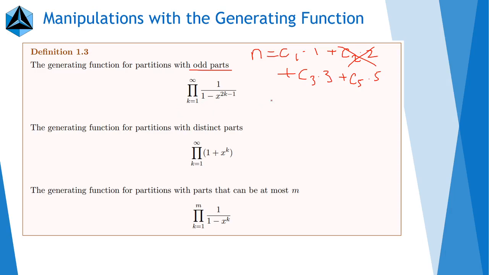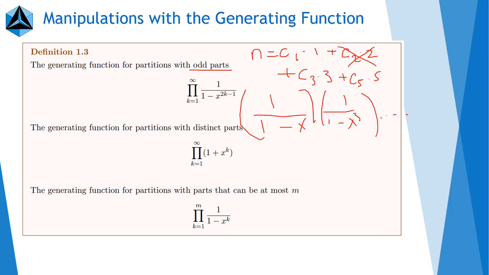And this notation is back again. This just means that this is 1 over 1 minus x times 1 over 1 minus x cubed, and so on for all the odd numbers. This only counts partitions with odd parts, since we cannot pick any even parts.